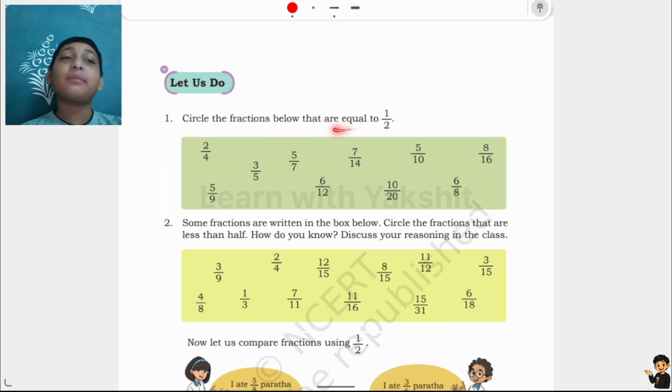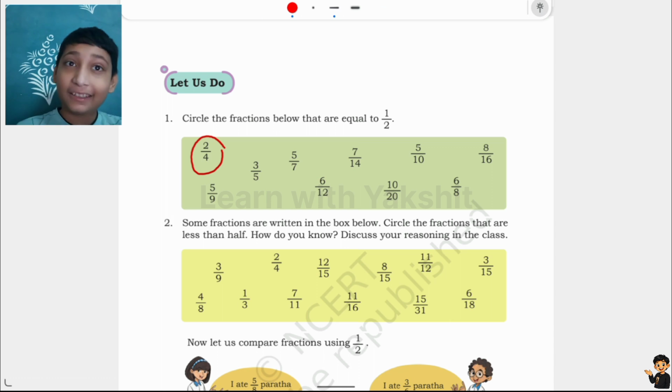1. Circle the fractions below that are equal to 1 upon 2. And now here's a trick for doing these. Firstly, you have to look at the denominator. In this example, the denominator is 4 and the numerator is 2. The numerator is half of the denominator, meaning that's correct. So we have to circle this.